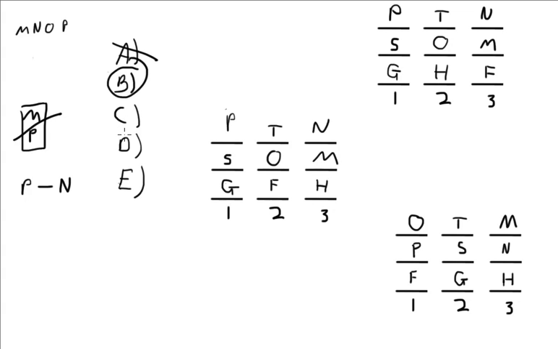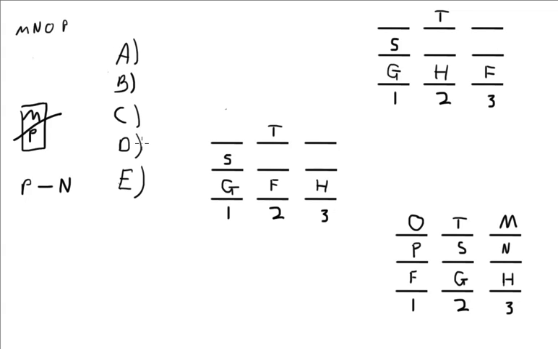C says that O is in group G. Well, no. O has to be either an F in this diagram or H in this one. D says that P is in group H. Well, P has to be in G here, and G here, so no, it can't be in H. P actually has to be in group G under this question. E says that T is in group G. Well, no, because T has to be in position 2, and in both of these scenarios, G has to be in position 1, so T will never be in group G.